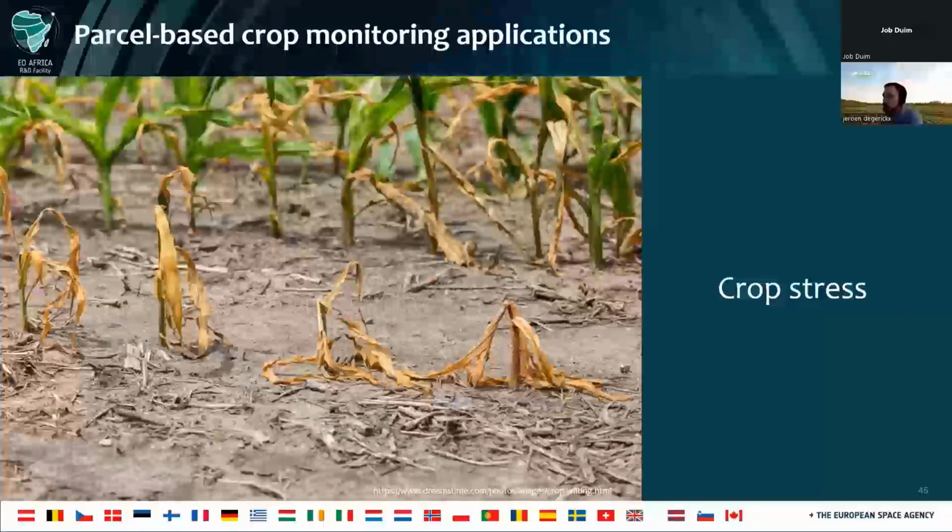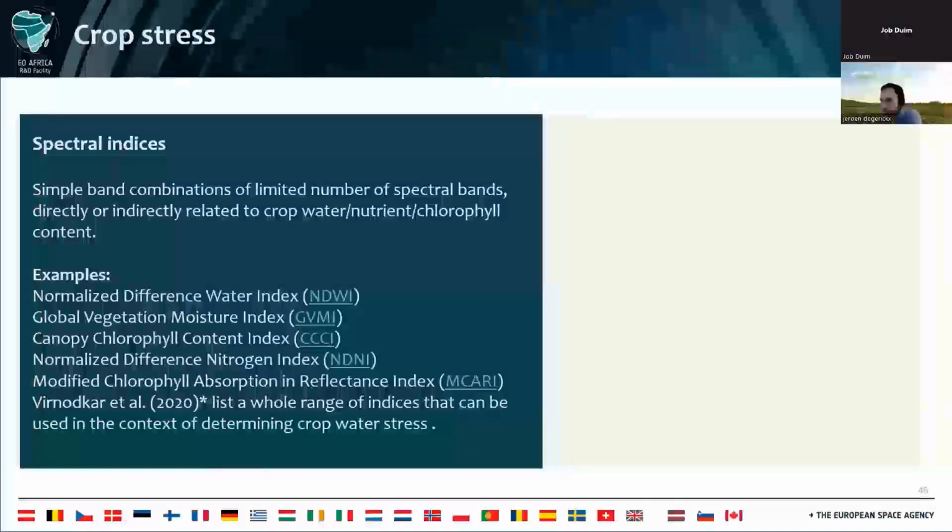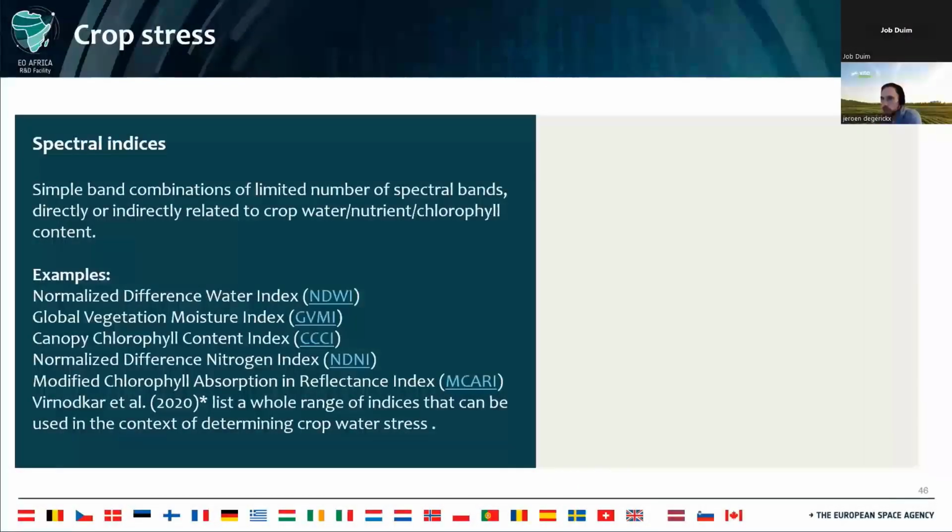Another application, crop stress. Typically for crop stress detection, we can use spectral indices. Many different indices have been established to cover different aspects of crop stress. So you have the drought stress indicators typically, but also specific indices have been created for chlorophyll content detection, nitrogen content detection, etc.